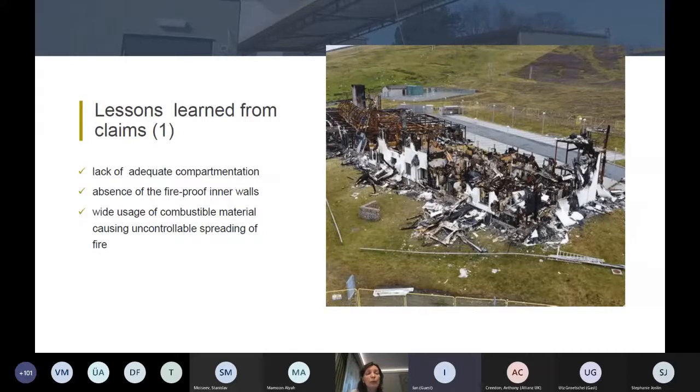So what lessons can we learn from here? The lack of adequate compartmentation is the first reason. The second is the absence of fireproof inner walls and the wide usage of combustible material, which caused the spreading of fire. And again, as the whole building was made from modules, this mistake was rather huge, because it was kind of a serial loss.